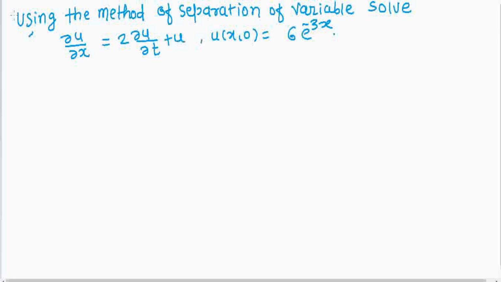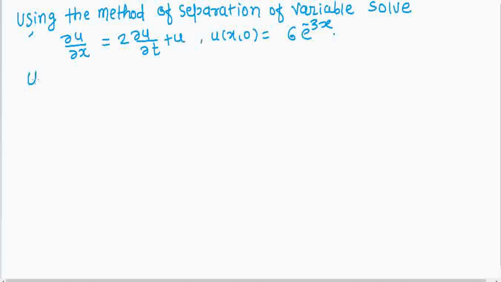Suppose we want to solve the problem which you can see on your screen, that is del u by del x equal to 2 into del u by del t plus u, where the initial condition is given: u of x comma 0 equal to 6 into e raised to minus 3x. Now you can see that here u is a function of two variables, x and t.